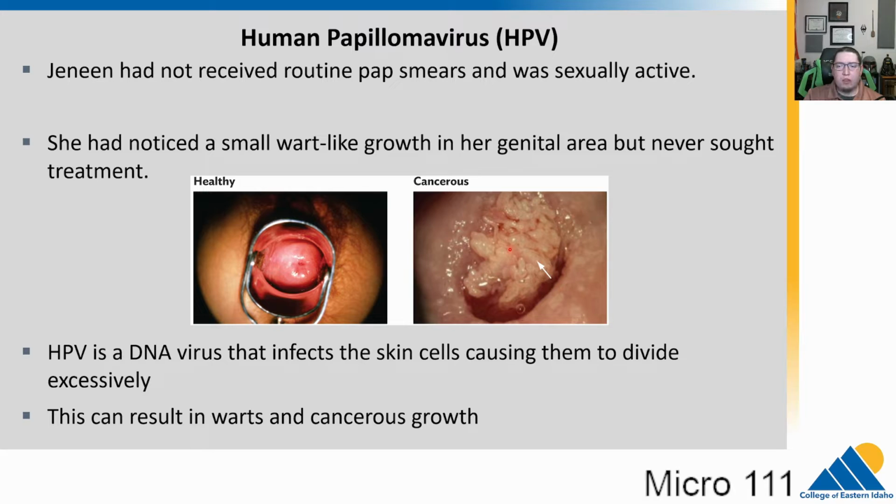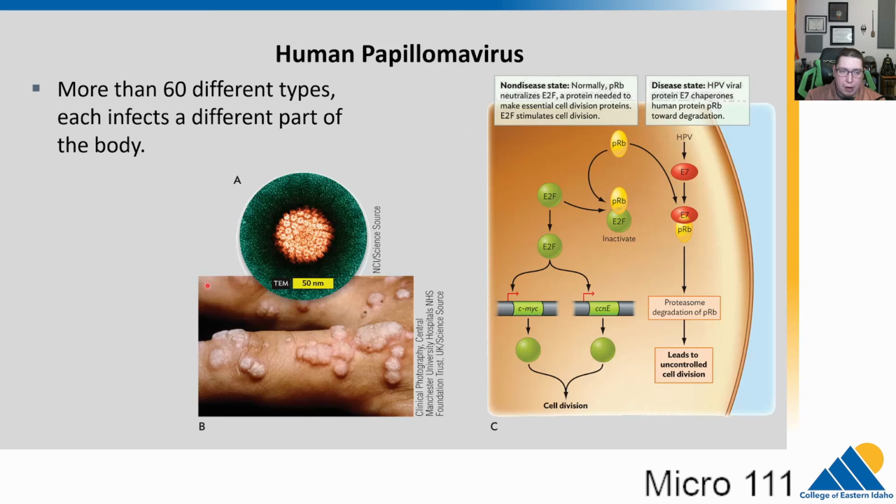HPV causes abnormal growth of cells. So here you can see cancer, and remember, cancer is abnormal cell growth. So the cancerous growth in the cervix here, whereas in a healthy cervix, it does not have cancerous growth there. There are many different types of HPV. This is just one of them that causes cervical cancer. Other types could include warts on the skin.